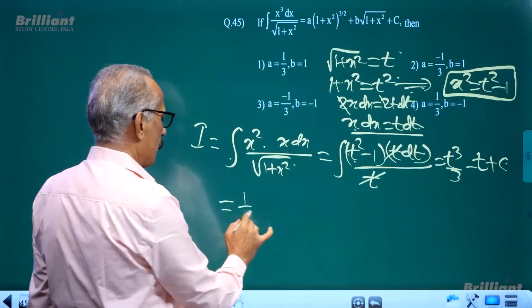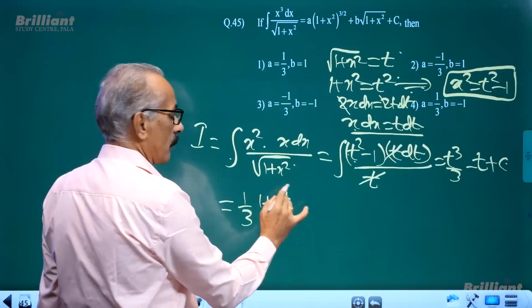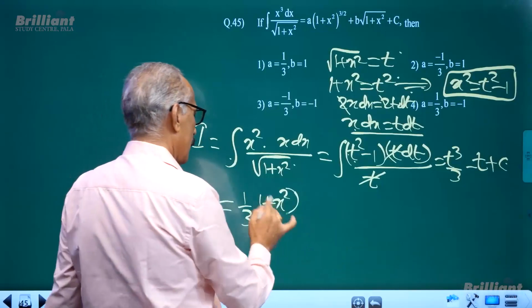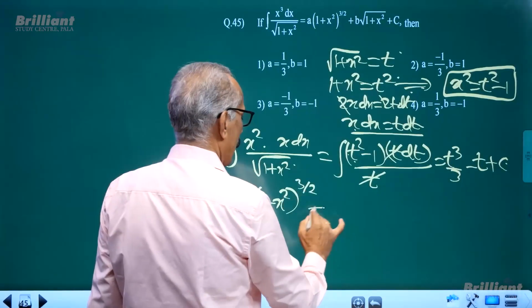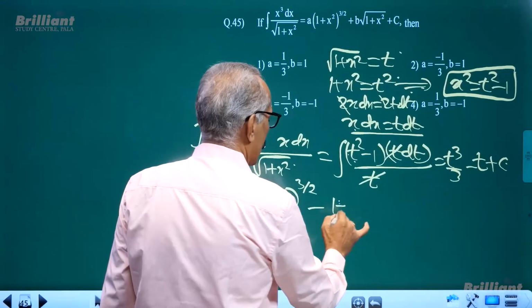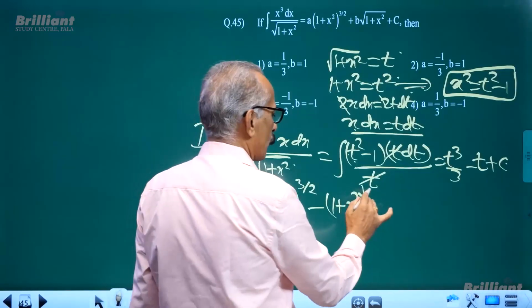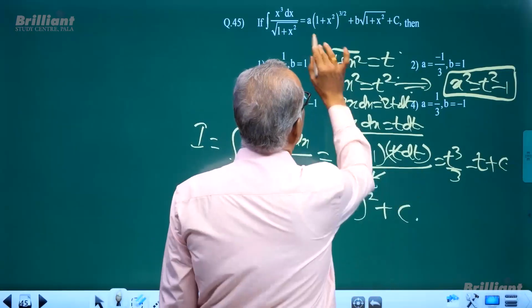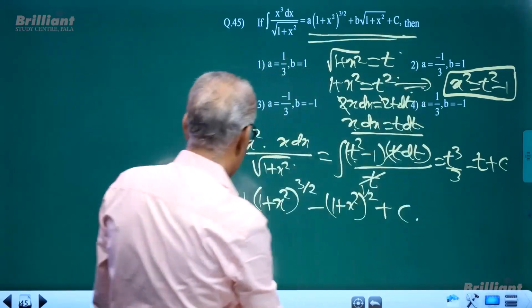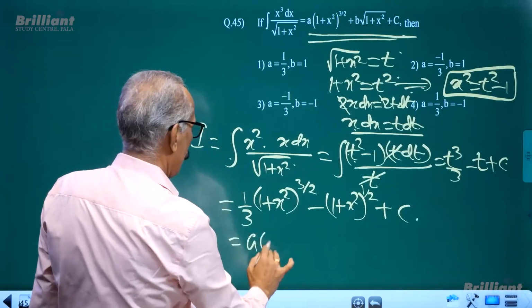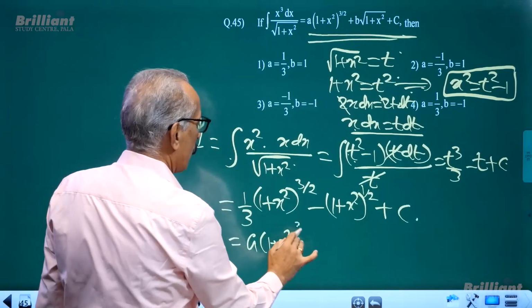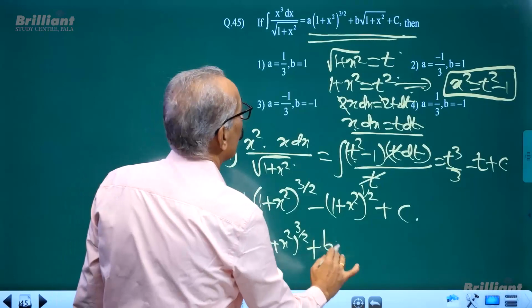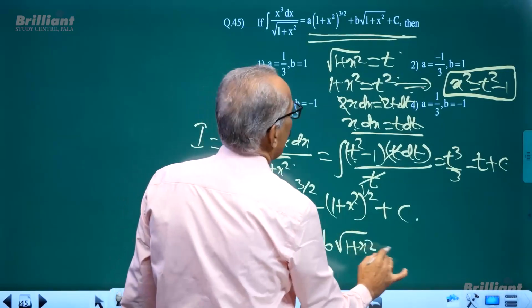Therefore, this is equal to 1 by 3 into 1 plus x square raised to half, the whole raised to 3, that will become 3 by 2, minus 1 plus x square raised to half, half means root over that, plus c. Look at your right side. This is equal to a into 1 plus x square raised to 3 by 2 plus b into root of 1 plus x square plus c.